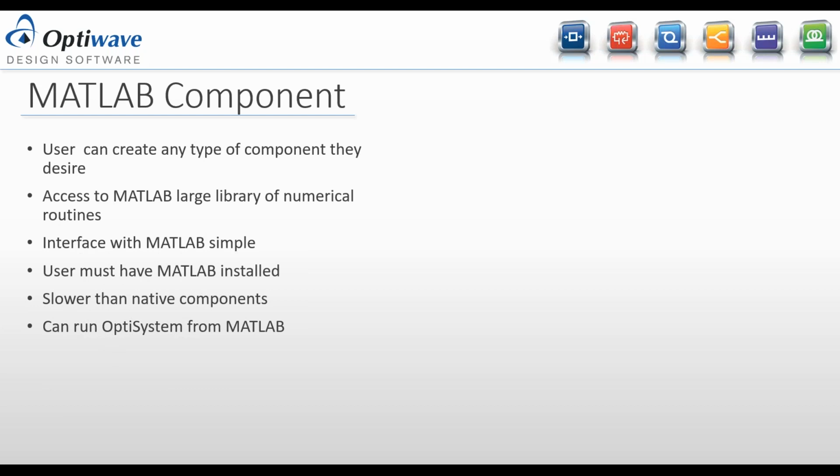So what is the MATLAB component? As you know, OptiSystem has a big and large library of components, and most of the ones that you'll probably need are there. However, some engineers have a specific component they need, maybe one that does a very specific operation. So this allows the user to design and model their own component and create their own model using the MATLAB language.